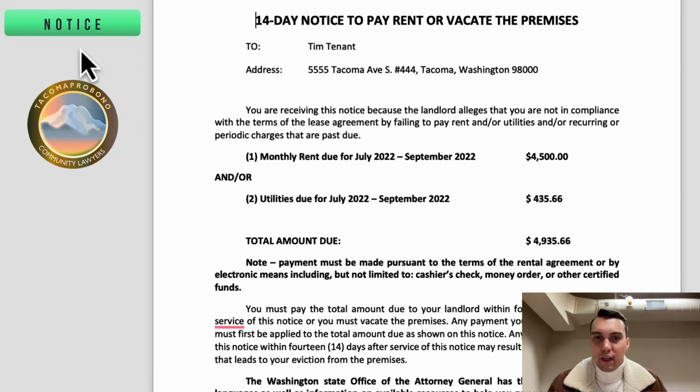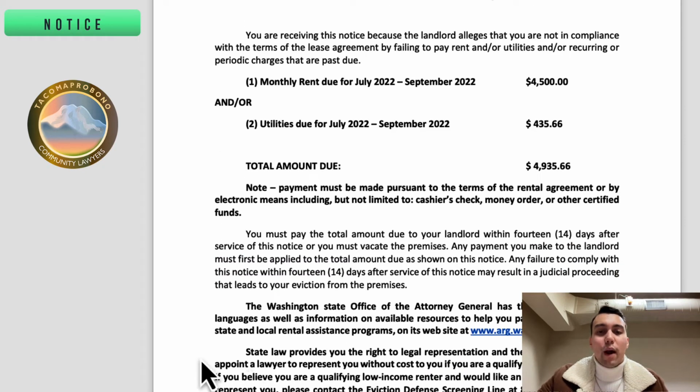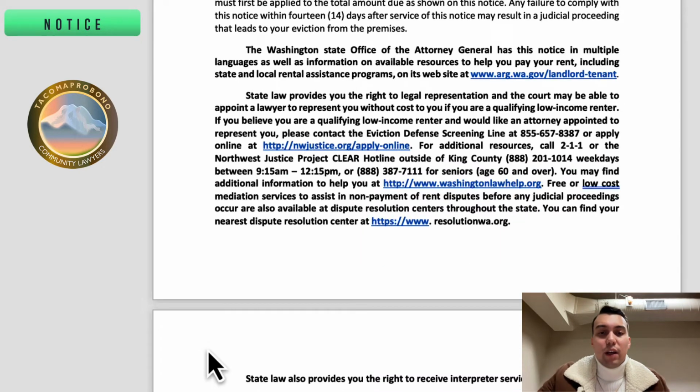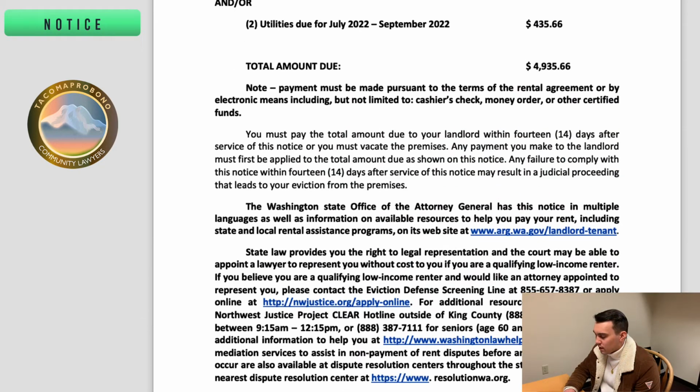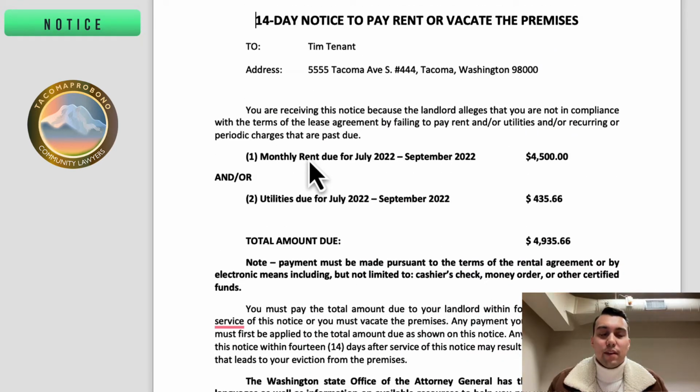But for the purposes of using it as an example, you'll see here this is a notice. It gives the tenant information about how much they owe, how much is due. It gives them a time period in terms of how soon they have to pay that or vacate the premises. It also gives some information about the right to legal representation, which is what my office provides. We are the right to counsel entity here in Pierce County, and so there's some information there. If you get one of these notices, what this particular notice will direct you to do is either pay rent or vacate the premises.